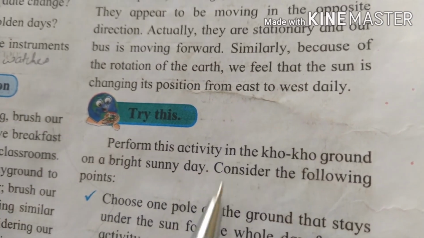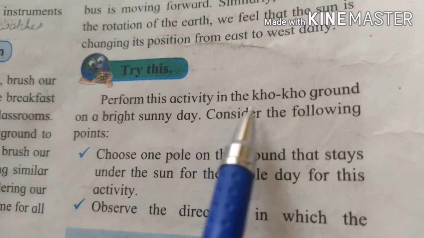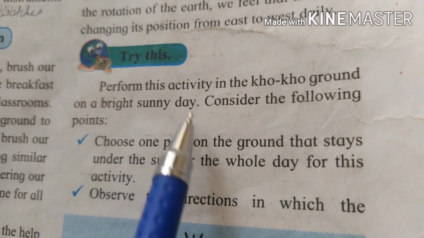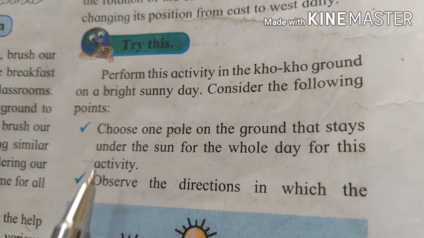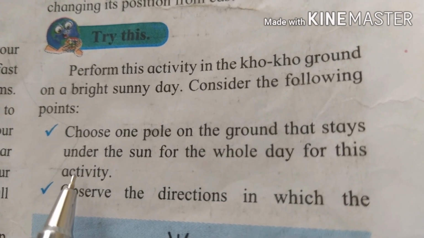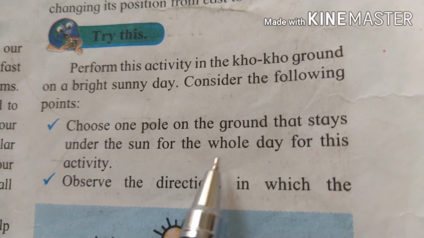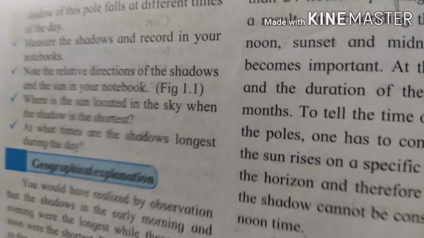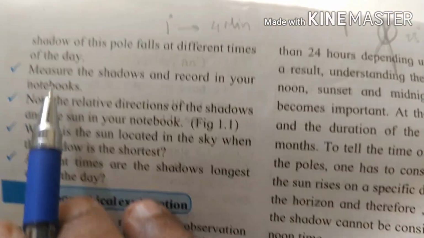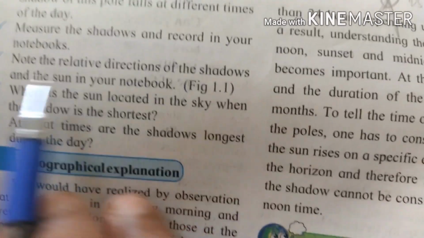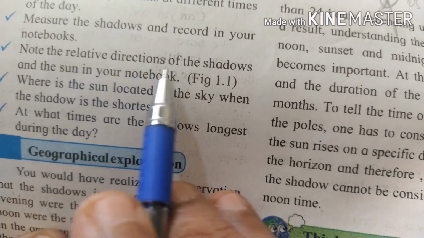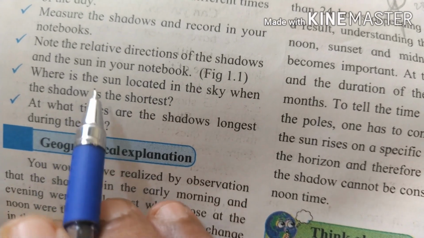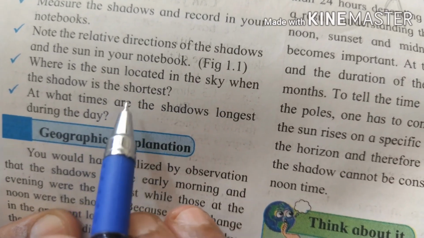Now perform this activity in the playground on a bright sunny day. Consider the following points. Choose one pole on the ground that stays under the sun for the whole day. Observe the direction in which the shadow of this pole falls at different times of the day. Measure the shadows and record in your notebook. Note the relative direction of the shadows and the sun in your notebook. Where is the sun located in the sky when the shadow is the shortest? At what times are the shadows longest during the day?